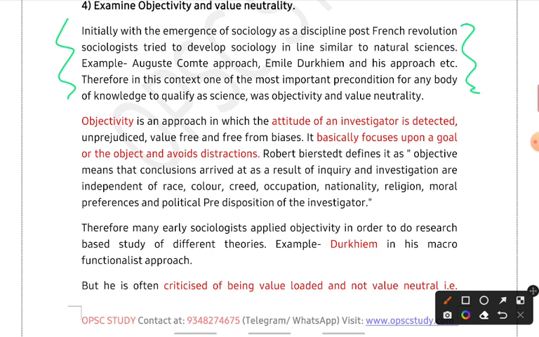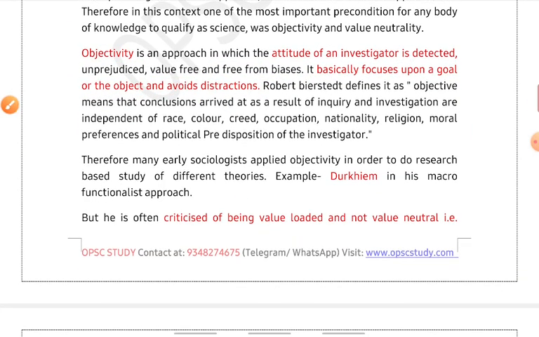So now what is objectivity? Objectivity is an approach in which the attitude of the investigator is detached or unprejudiced, value free, or free from bias. It basically focuses upon a goal or object and avoids distractions. So the person is very objective, very goal oriented, and he knows I have to achieve this point, and he is very much into it only. He is not trying to attach his values, or be prejudiced towards that particular institution.